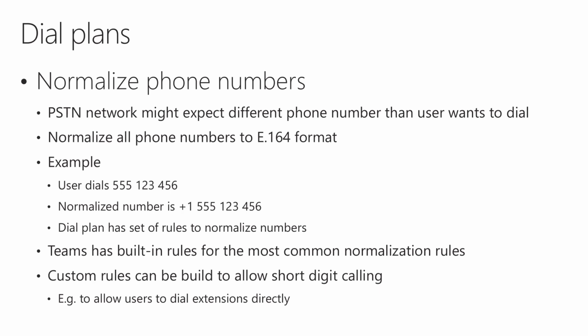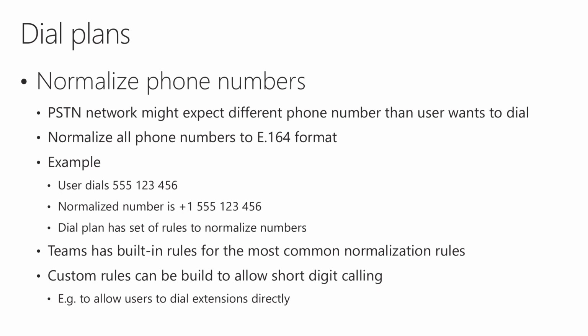Obviously, users prefer not to call these long numbers. They prefer to not dial the international prefix and not dial the plus, so they might just dial 555 123 456. So there are dial plans built in that will recognize what the user is trying to dial and then normalize this phone number to E164. These built-in rules are for the most common rules, but you can also build custom rules that can allow short digit calling. So it would allow, for example, this user not to even dial the area code 555, but just to go to 123 456.